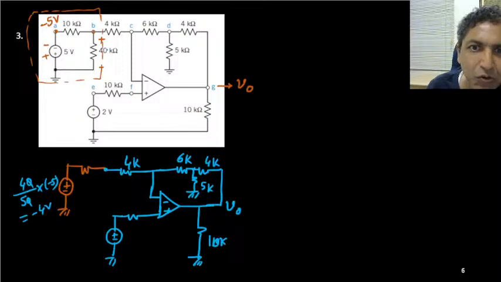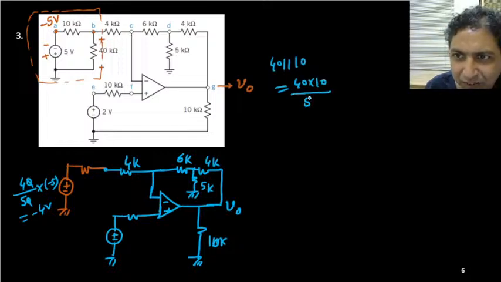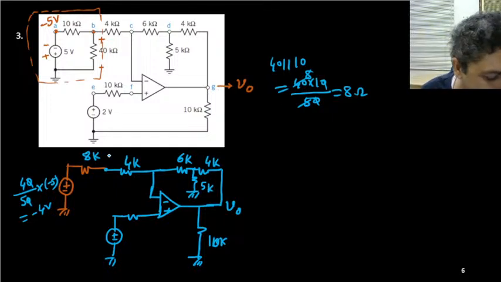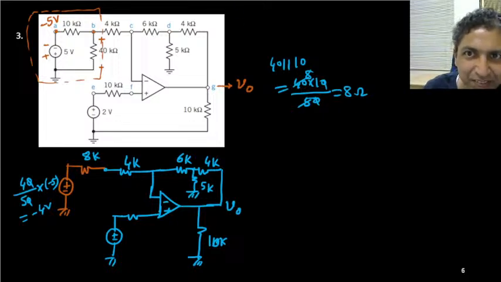So what is the potential here? The Thevenin potential will be 40 upon 10 plus 40, which is 50, times minus 5. That will give you minus 4 volt. So this potential is minus 4 volt, and what is the resistance? This resistance is 4 and 40 and 10. 40 and 10 are combined in parallel. What is that? 40 into 10 by 40 plus 10, which is 50. Cancel out, so this is 8. So this is simply 8K. Is it right?